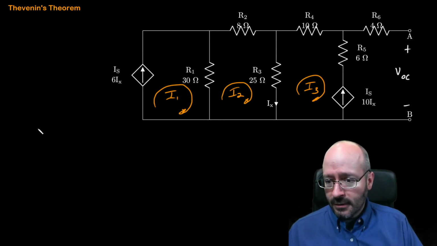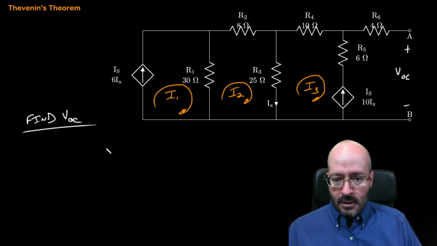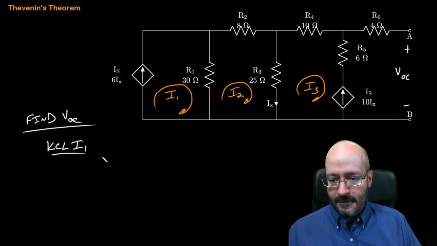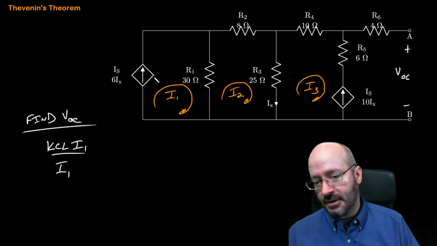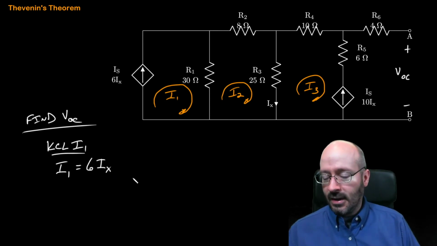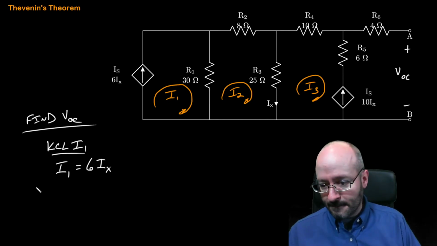First thing we're doing is finding V open circuit. This is the KCL for I1. Does I1 touch that? Yes, it does, and it goes in the positive direction. Does I2 touch it? Nope. Does I3 touch it? Nope. And that's all equal to 6IX. IX is a problem. We've got to deal with it.